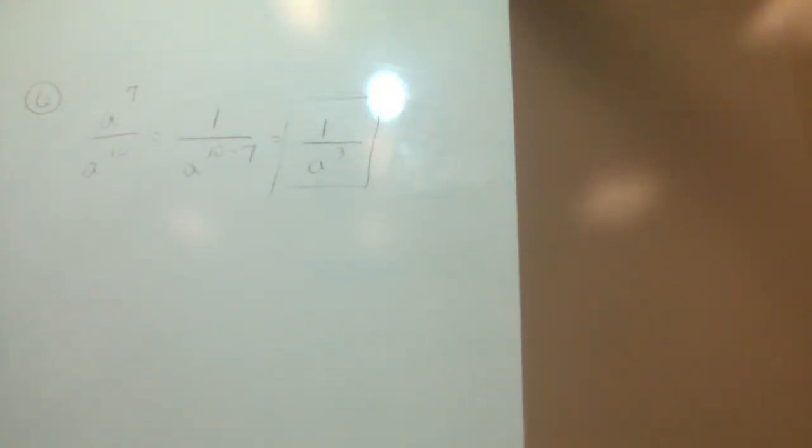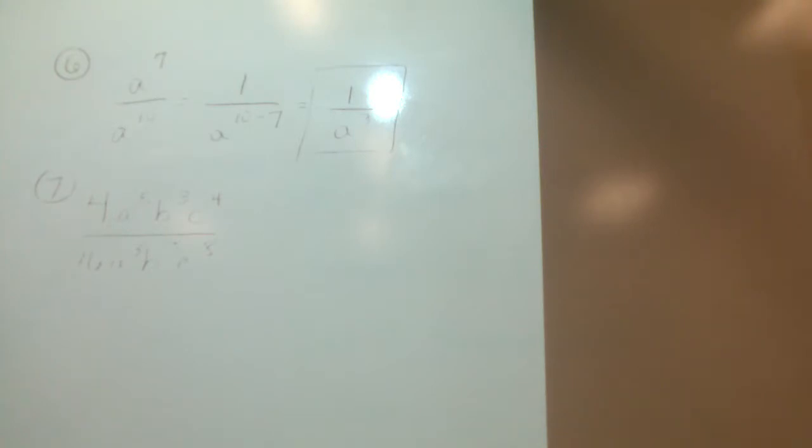But here's the thing, you can't have a blank top. Right now I've got blank over a to the 10 minus 7. So if there's nothing up in the top, you have to put a 1. You can have a blank bottom, you can't have a blank top. So this is 1 over a cubed.